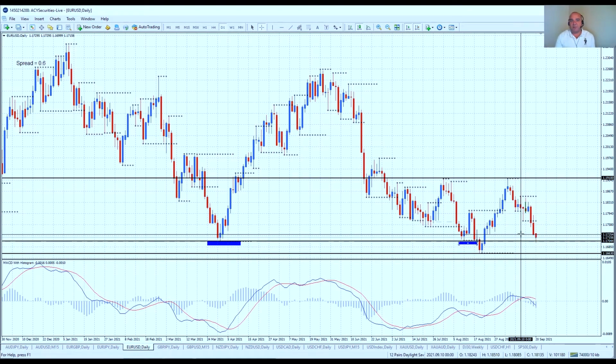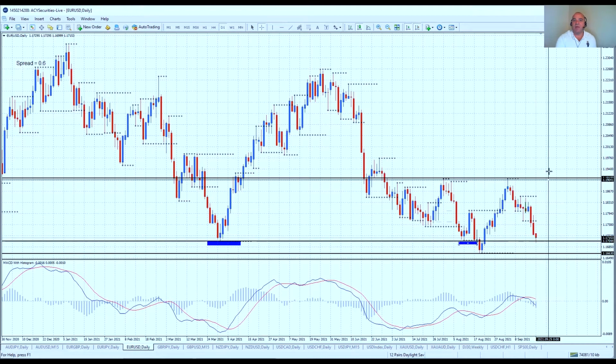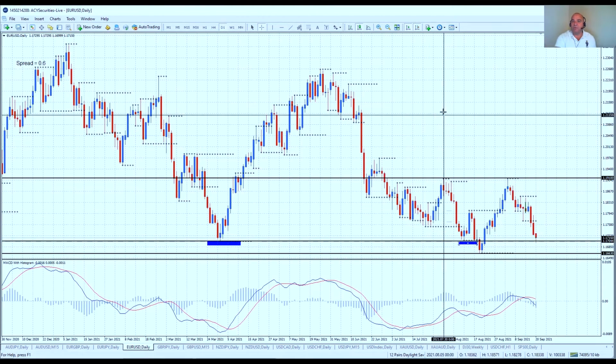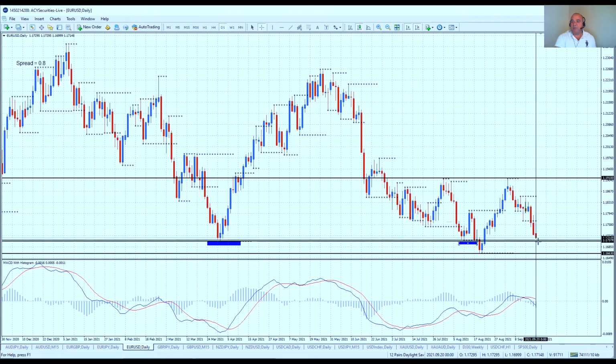Where is that most likely to happen? Well, that's most likely to happen at major levels of support, with nothing major coming out tonight until tomorrow evening. So we could be having a bit of a rest.